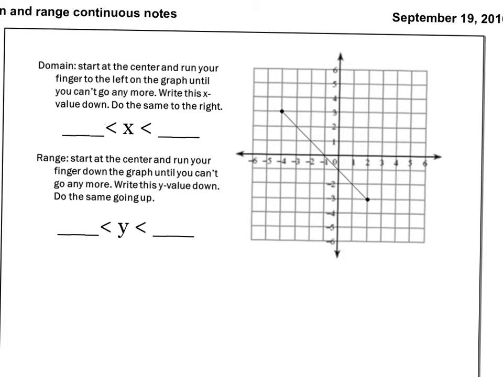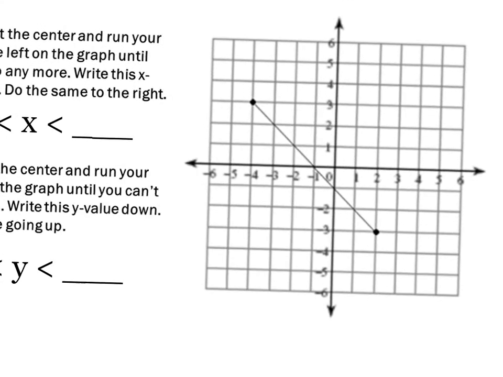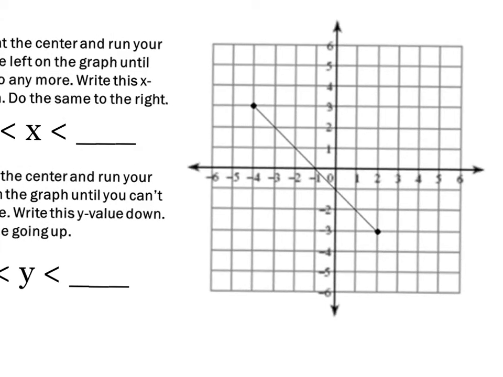Okay, so now we're on the next part. On this part, we have the same situation here. We have two closed-in ends, and we're going to find the domain and range. So what's domain? That's right, it's x. So we're going to go on our x value right here, and it hits -4, and right here, it's hitting a 2. So I'm going to write -4 to 2.